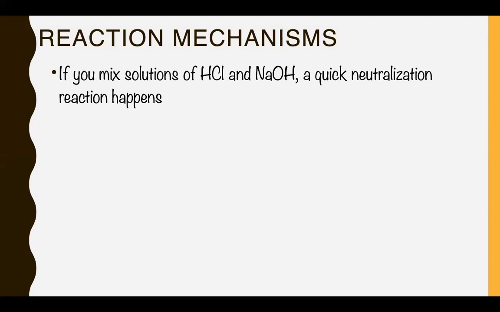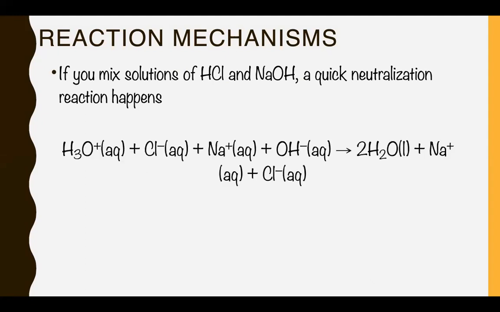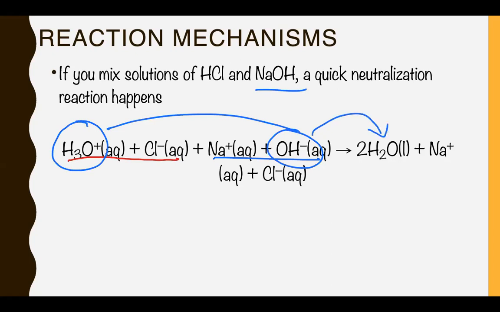If you mix solutions of hydrochloric acid and sodium hydroxide, a quick neutralization reaction happens. This is the overall ionic equation. Remembering that an overall ionic equation shows you the spectator ions as well. So if we have HCl, a better representation of hydrochloric acid is hydronium ion plus chloride ion. And of course, sodium hydroxide is represented by sodium and hydroxide ions in solution. When they react, the hydronium will combine with the hydroxide to form two water molecules, and the spectator ions you're left with are sodium and chloride.